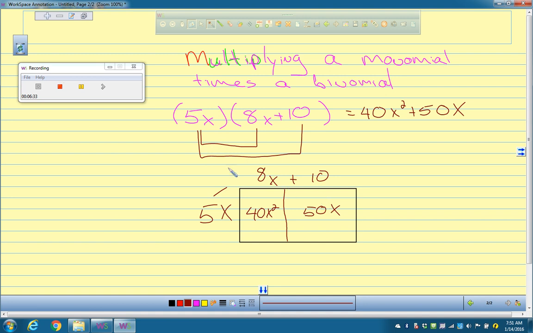So when we get into multiplying two binomials and a trinomial times a binomial and two trinomials, this area model becomes very good. And when we go backwards, when we do factoring, it gets really useful. Okay, so let's do another one. You can try this one on your whiteboard.